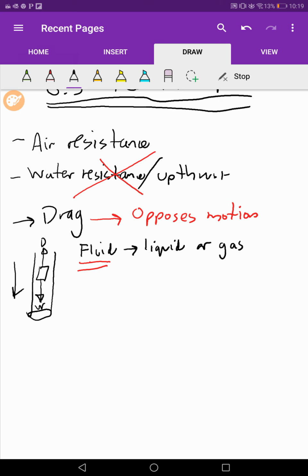We've got here our weight is equal to our drag. So if we do our forces, our sum of the forces equals ma here. What you'll find is W minus D equals ma.